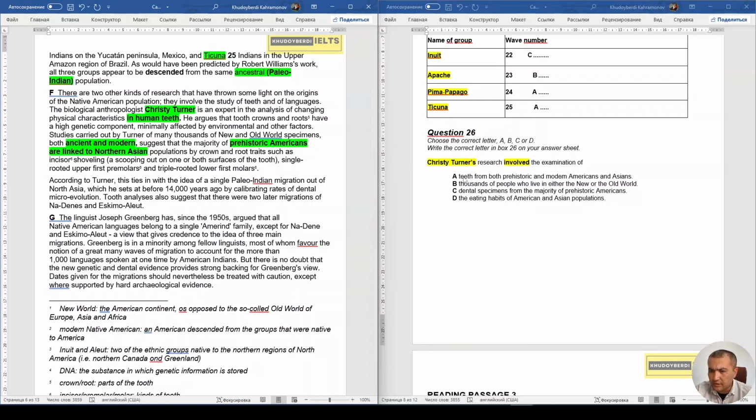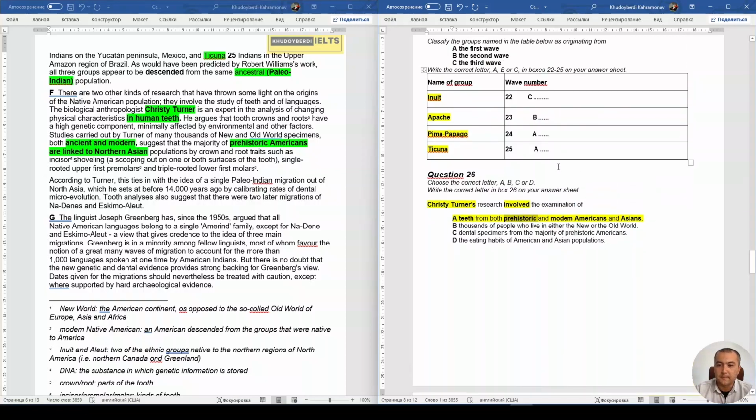So let's read: teeth from both prehistoric and modern Americans and Asians. This answer should be the right one, because as you see, we have the word teeth here, human teeth, prehistoric and modern, ancient and modern, Americans and Asians, prehistoric Americans linked to Northern Asians. That's why this answer should be correct, A1.